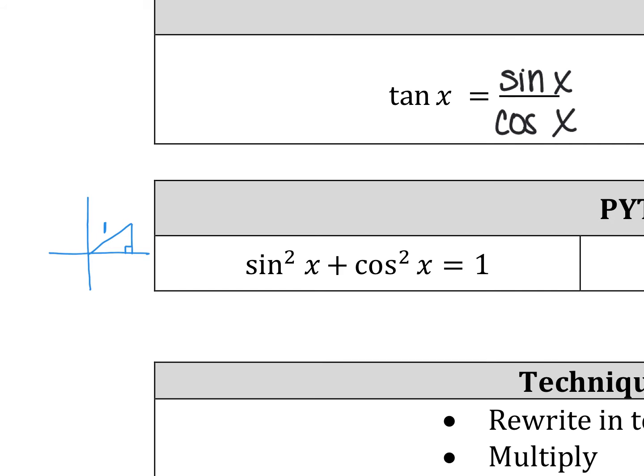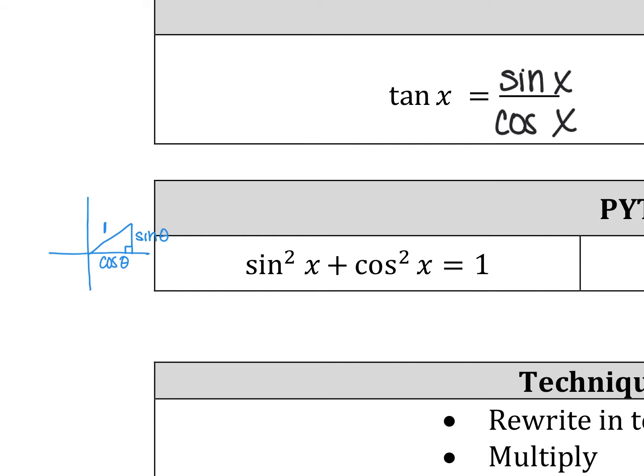Okay. X value. Isn't it cosine? It's cosine. Isn't our x value cosine? Yes. I was like, X is cosine, Y is sine. Y is sine? And we said this is a right triangle.